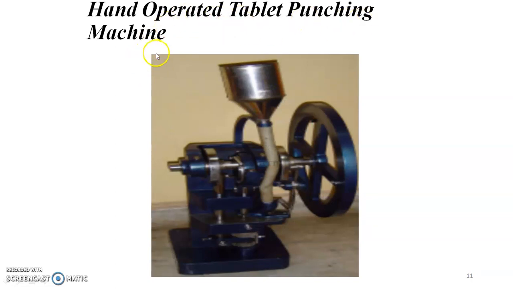Next, the hand operated tablet punching machine. This is a compression machine which is hand operated. This handle is rotated and by that the punch is applied. This is called a hopper. From this hopper the granules are poured, and after that if this block is rotated, the punch will be applied and the tablets will be compressed here, and after compression the tablet will be ejected.